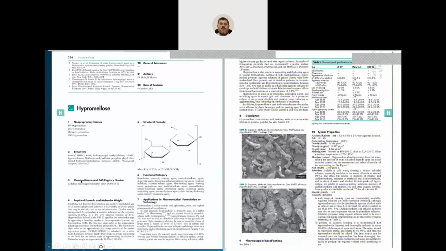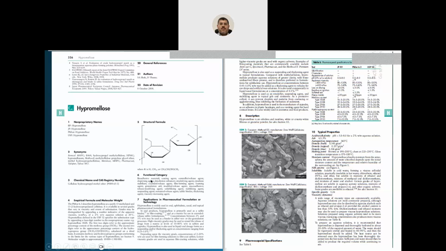It gives also the chemical name, CAS registry number, cellulose hydroxypropyl methyl ether, and this is the code, the CAS number. If you want to find a supplier, we usually search by this number. It gives you the empirical formula and molecular weight. And this is the structural formula.